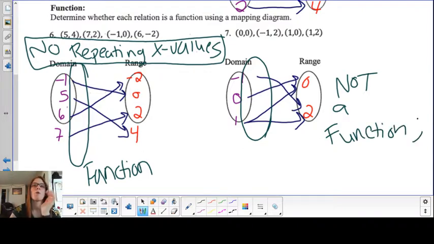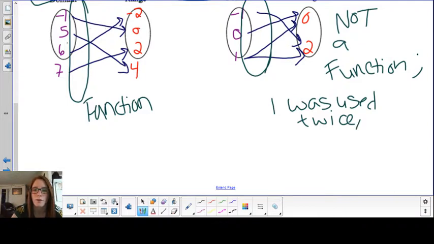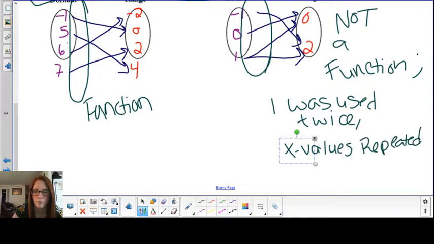And we like to talk about why. We want to explain ourselves, and I want you to know so when you come back and be like, huh? You can say that 1 was used twice. Or you can also say x values repeated. So 2 perfectly acceptable, reasonable answers. I had x values repeated. Which one? Well, 1.